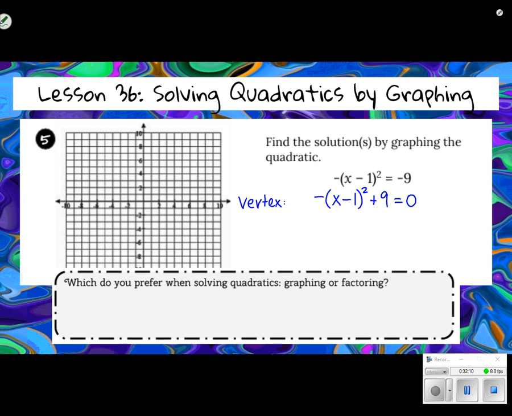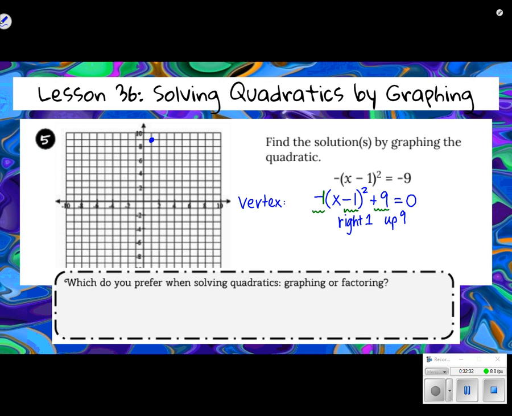Remember, this tells you left or right. This tells you up or down, and this is going to be a reflection, right? Because it's a negative 1. So we're going to go right 1. We're going to go up 9 to get our vertex. So right 1, up 9, bam, there's my vertex.